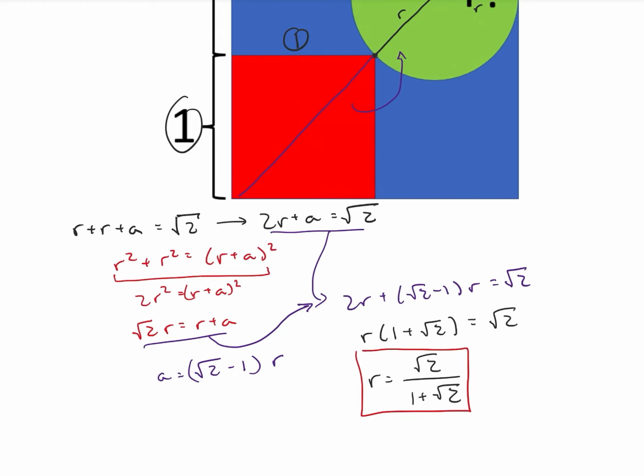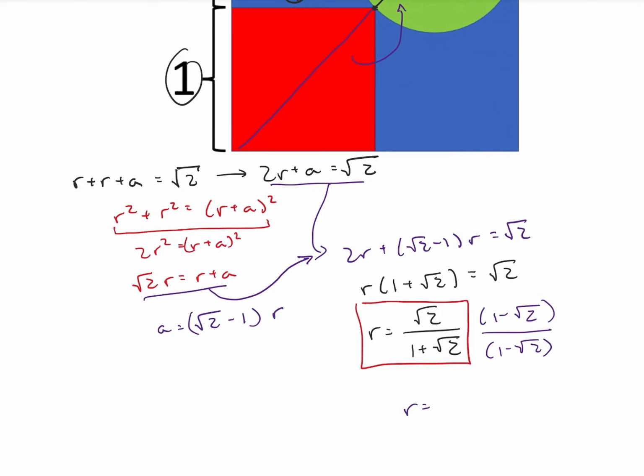If you don't like square roots in the denominator, we can multiply the top and bottom by 1 minus square root of 2. And we would get that r is equal to square root of 2 minus 2 over 1 minus 2. So we get 2 minus square root of 2 is our final answer.